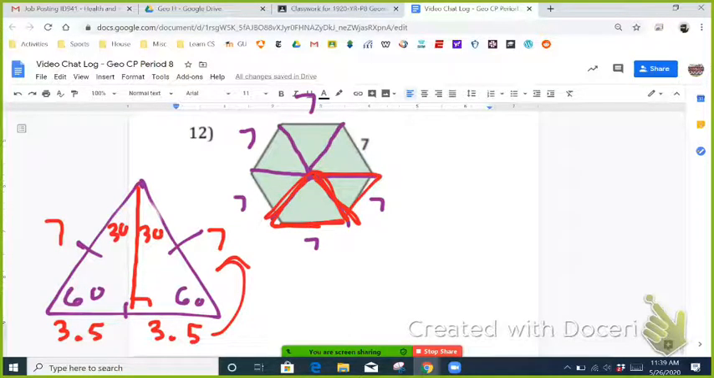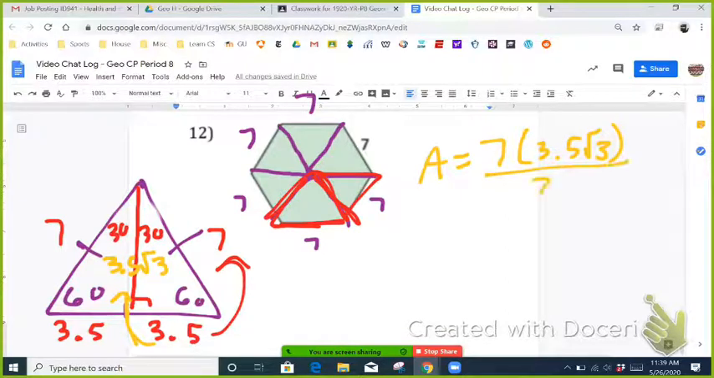So then if you multiply this by root 3, you get that the longer leg, which is the height, is going to be 3.5 root 3. So one of these triangles is going to have a base of 7 and a height of 3.5 root 3. If you multiply them together and divide by 2, you get the area of one of these triangles. So I'm going to do 7 times 3.5 is 24.5, then divide that by 2, and I get 12.25, and then multiply it by root 3.